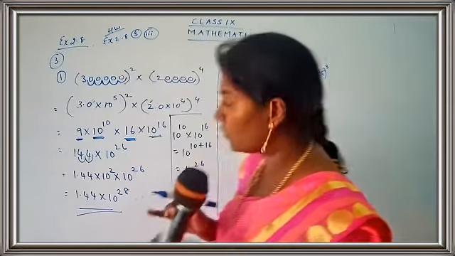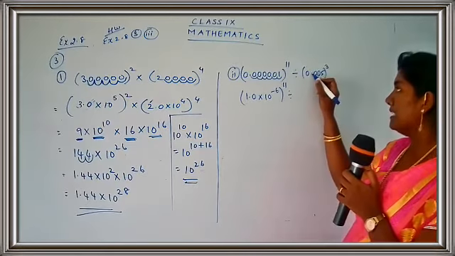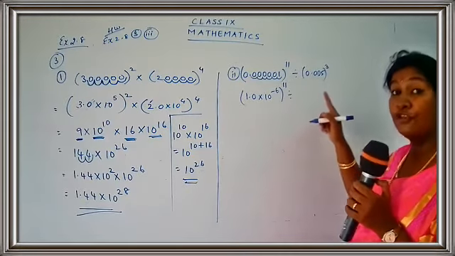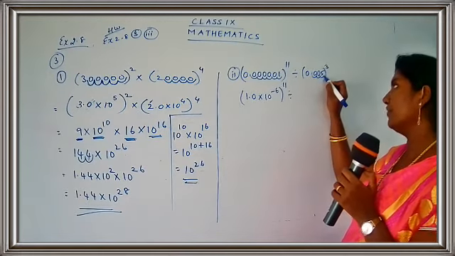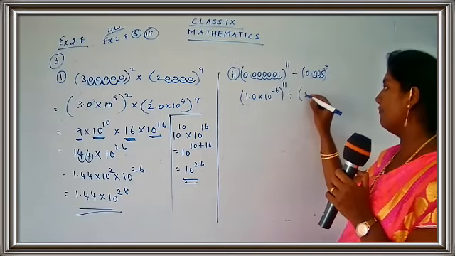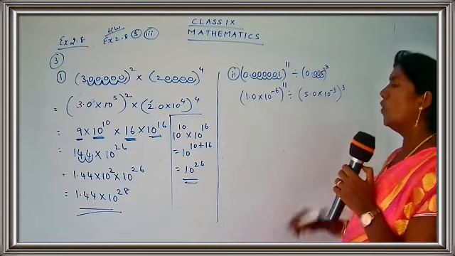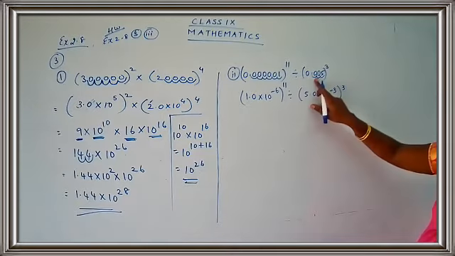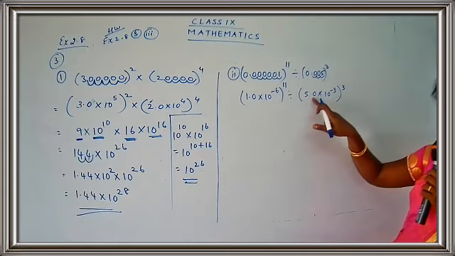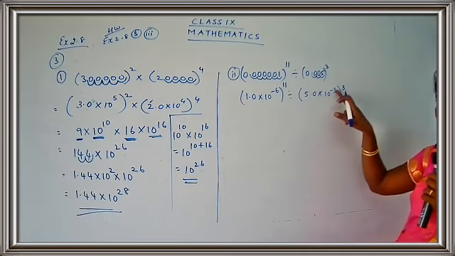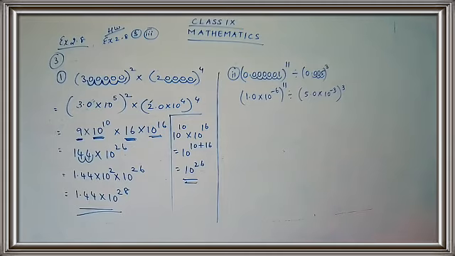Okay, coming to the next one. Keep the division sign as it is. Now, the decimal point is over here. I'm going to shift to the right side. So 1, 2, 3. I get 5.0 into 10 raised to minus 3, the whole cube. What is the scientific notation for 0.005? It is 5.0 into 10 raised to minus 3. Write down the power as it is, that is 3.